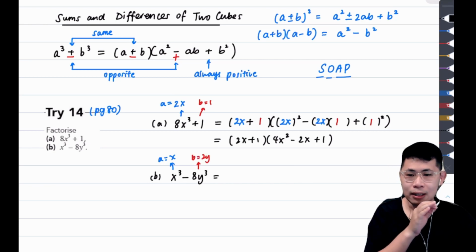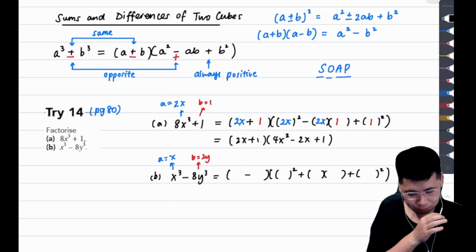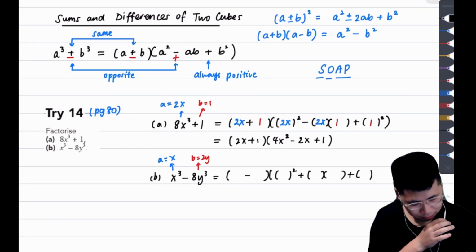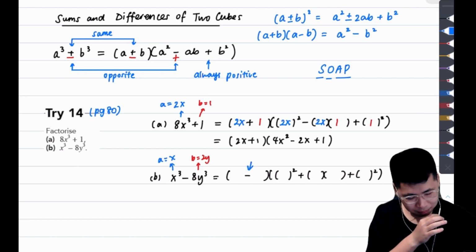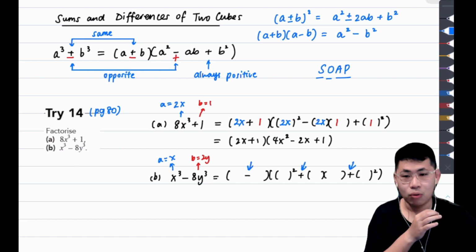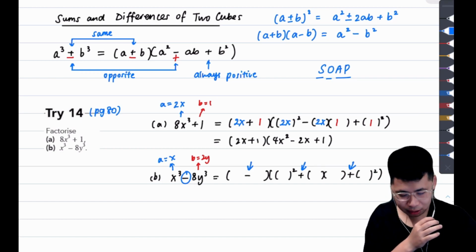So let's put in the order. We have our A minus B, so same sign as the question, and we have A squared, opposite sign, AB, always positive, B squared. Let's check our signs again: same, opposite, always positive. Same as which one? Same as the one in the question.